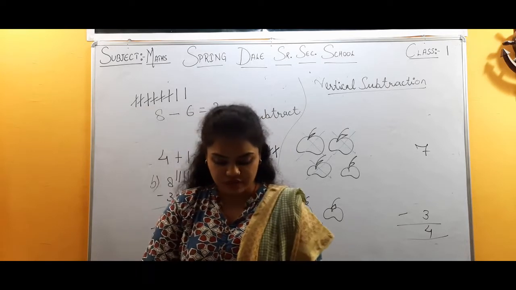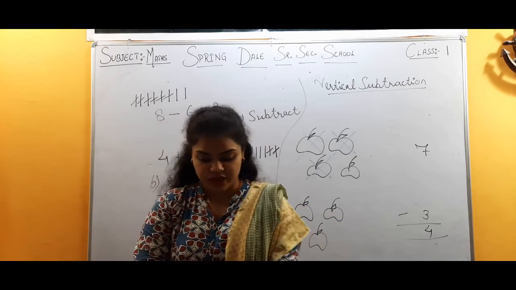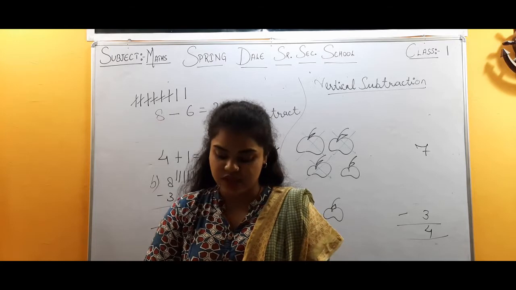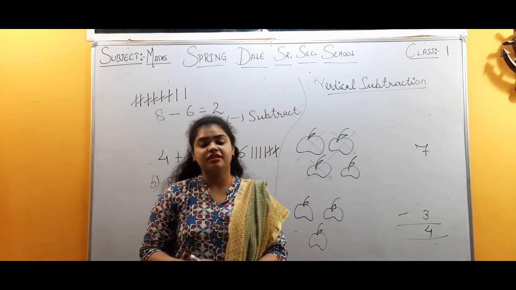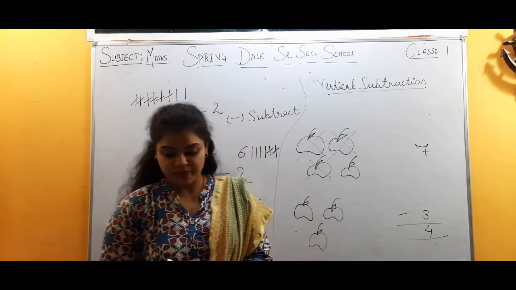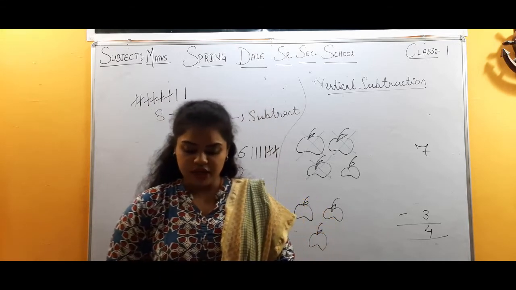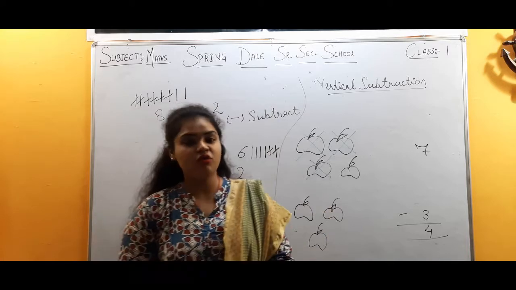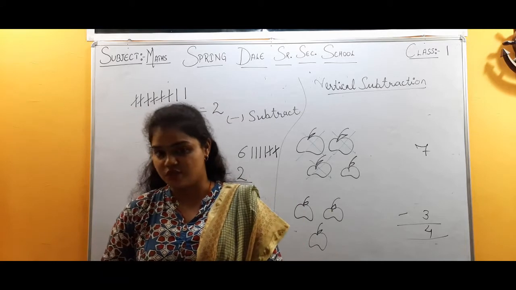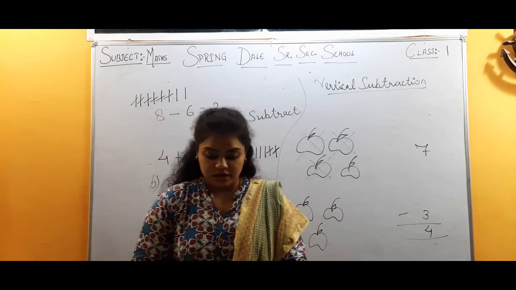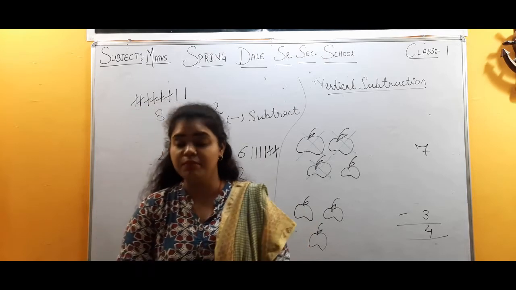The question we have: look at the picture and answer the following questions. Question number 1. 5 bananas were in the basket. Now in the question they are saying that they have one basket and there are 5 bananas. Neha took away 2 of them. Now what did Neha do? She took the 2 bananas from the basket. Now how many bananas are left in the basket?